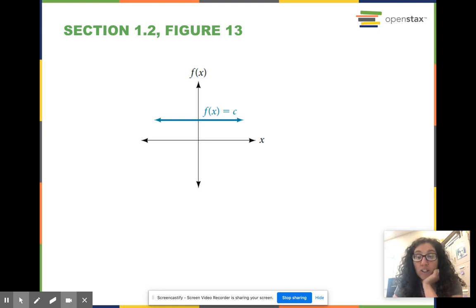You can pause for just a minute and think about each of these, and then the next slide is going to say what the domain and range are for each of these toolkit functions. Here we've got a constant function. The domain, what x values is this defined for? And what y values, what's the range? What y values is this defined for?